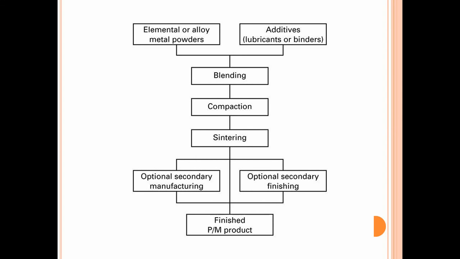Now in hot compaction there are a number of techniques which can be used, like isostatic compaction, extrusion, die compaction, spraying or pressureless sintering. Similarly, in cold compaction there are a number of processes, such as die compacting, isostatic cold compaction, rolling, injection molding or slip casting.